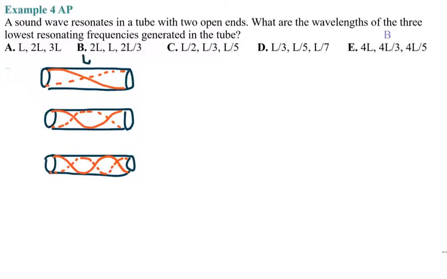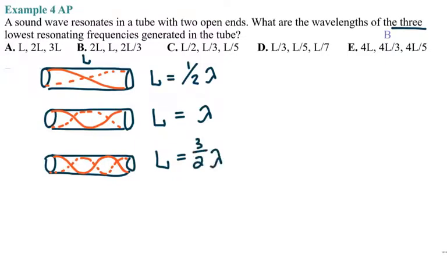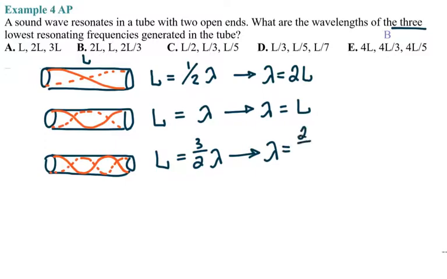In the first one, I have L equal to 1/2 of the wavelength. In the second one, I have L equal to lambda. And in the third one, and I need the first three, right? The lowest frequencies. The third one is equal to 3/2 of the wavelength. So the wavelength in this case is equal to 2 times L. In this case it is equal to L. And in this case it is equal to 2/3 L.